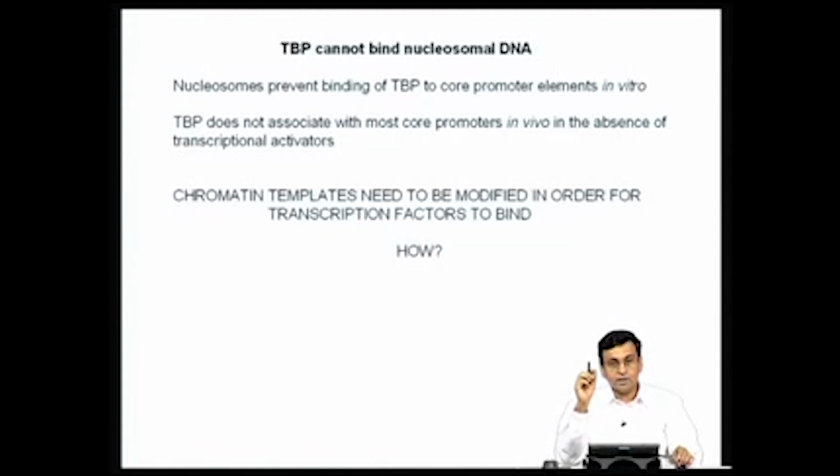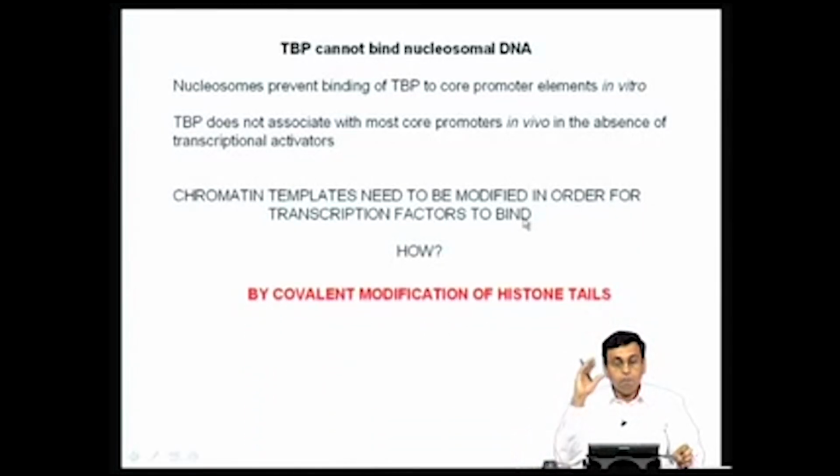Okay, clearly indicating that you now need to demonstrate what is the role of chromatin in the regulation of gene expression. But the question is, how do these chromatin templates function? How are transcription factors recruited on chromatin templates? A very important outcome of many years of research is that the chromatin templates are actually modified and the general transcription factors are brought to the core promoter elements, and one of the important mechanisms by which this is brought about is by covalent modifications of the histone tails.